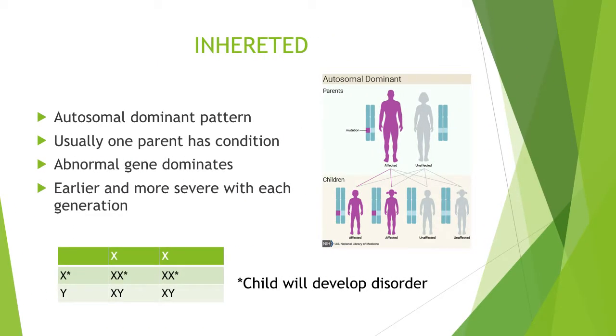This disorder is inherited in an autosomal dominant pattern. An abnormal gene from one parent can cause disease. The abnormal gene dominates. As myotonic dystrophy travels through a family, the symptoms occur earlier in life and more severely.